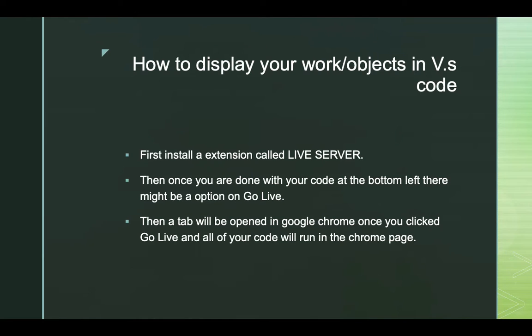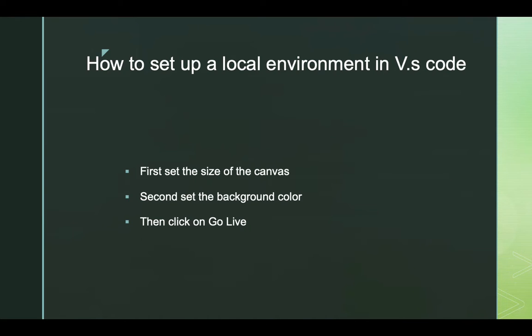Okay, how can we display our work in Visual Studio Code? First, we have to install an extension called Live Server. Then once we are done with the code, at the bottom right there might be an option saying Go Live. Then a tab will open in Google Chrome, and once you click it, all of your code will run in the tab.